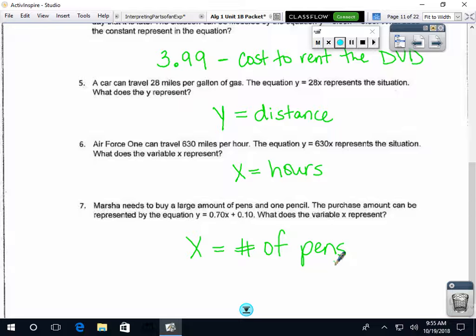Okay, this is what we're going to do for the rest of the time. You're going to have a ticket out the door to review rational and irrational. Okay? All you have to do is classify the following 5 numbers as rational or irrational. Okay? And then write it on the paper.